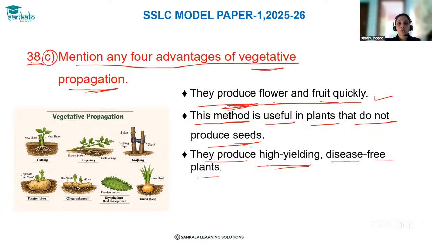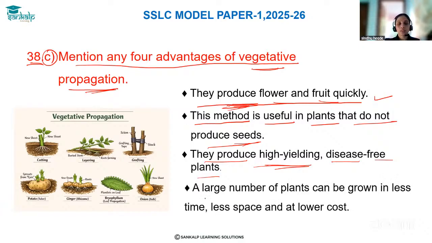This is also one of the advantages of vegetative propagation. And the fourth advantage is a large number of plants can be grown in less time, less space and at lower cost. This is also one of the major advantages. Here a large number of plants can be grown in less time.